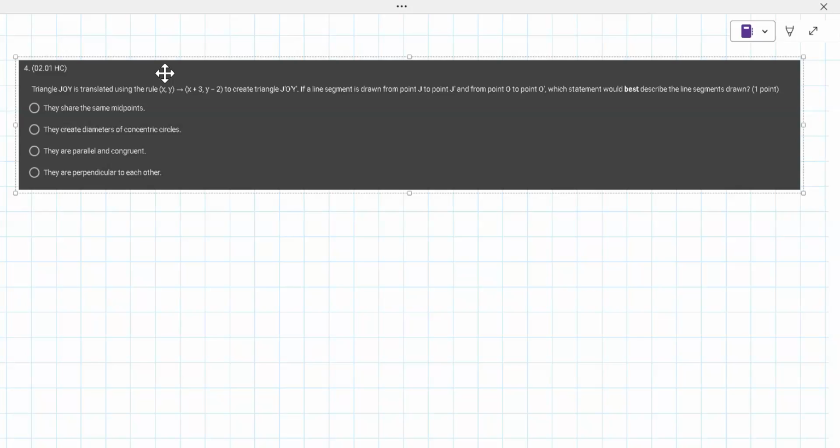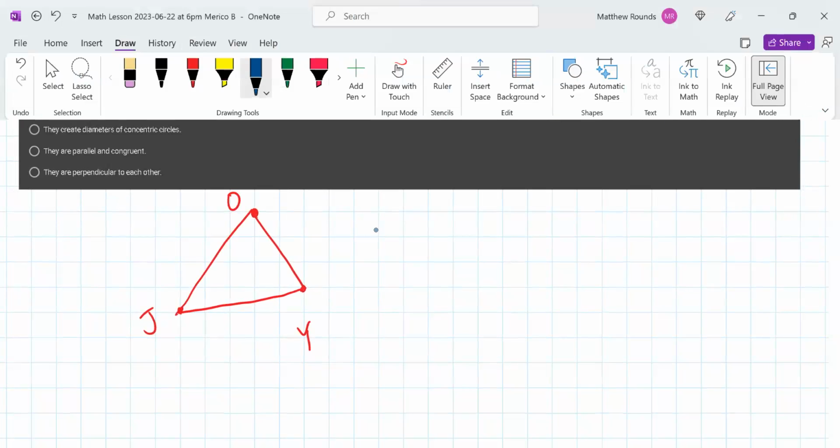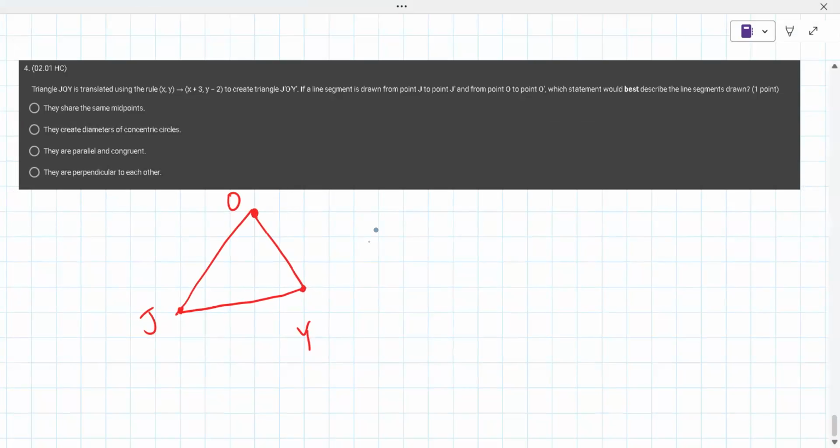So there's almost no way to do this without making a drawing. So I've got the grid here, and I'm going to make a quick drawing of a triangle. Okay, and we'll go J, O, Y, and now we're going to move every point to the right 3 and then down 2. So I'm going to start up at the top here. 1, 2, 3, down 2. 1, 2, 3, down 2. 1, 2, 3, down 2. Like that.